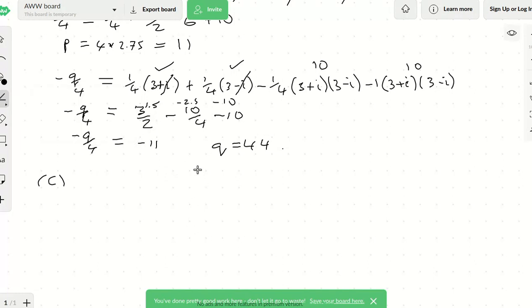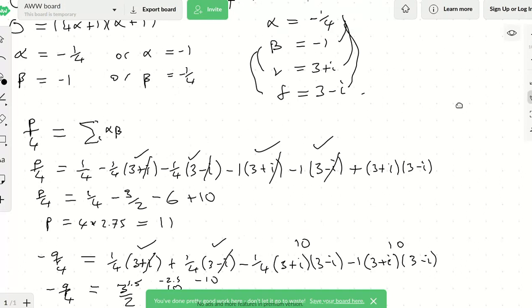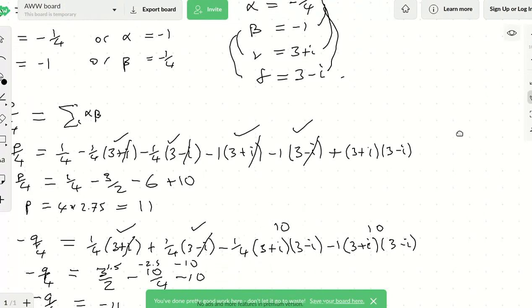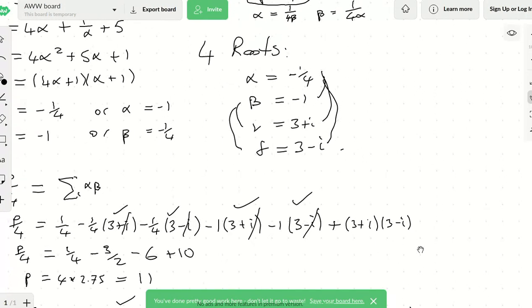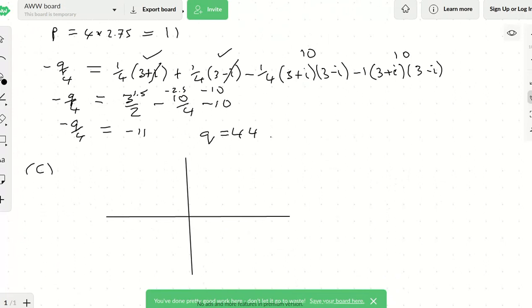It shouldn't be difficult. We know the roots. We've just got to represent them on an Argand diagram. They should be nice and symmetrical. You get reflective symmetry in the x-axis anyway, because roots occur in conjugate pairs. So we're going to get 3 plus i. Let me do this in a different colour. At least I can enjoy myself then. 3 plus i, 3 minus i. You'll always have that reflective symmetry in the real axis.